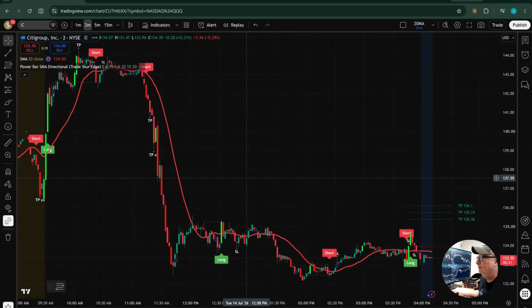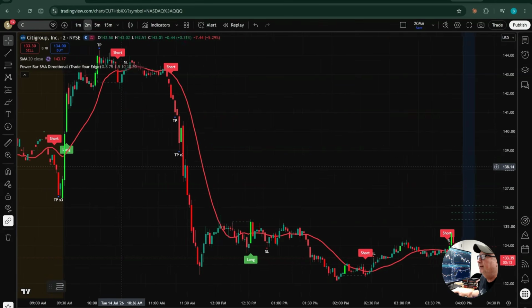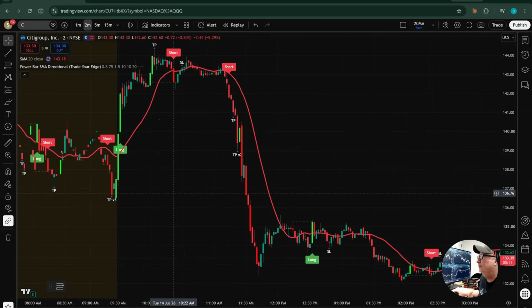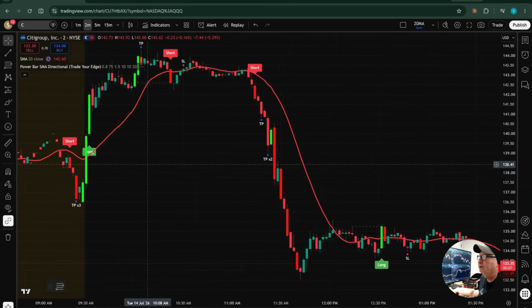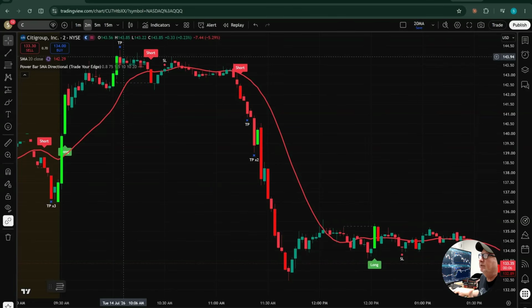And I'll go to just the regular hours or just before, say starting at 9. You had a short power bar here in the pre-market that ended up in 2 times profit. If you didn't trade until the open, I'll make this a little bigger. You ended up with a long power bar just after the open, which gave you 1 times profit.